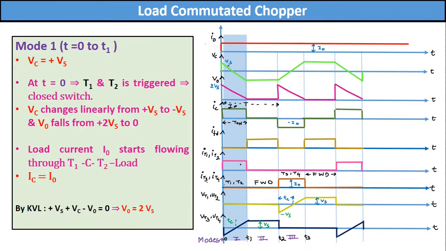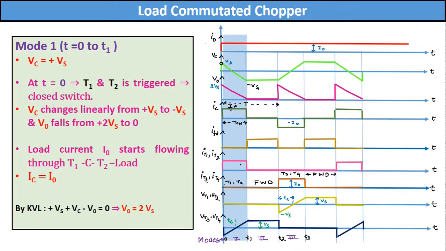Here you can see in the first mode of operation what is happening. Voltage across the capacitor is equal to plus Vs, then it will go to 0 and again it changes to minus Vs at time t equal to t1, and the voltage across the load changes from plus 2Vs to 0 during this interval.